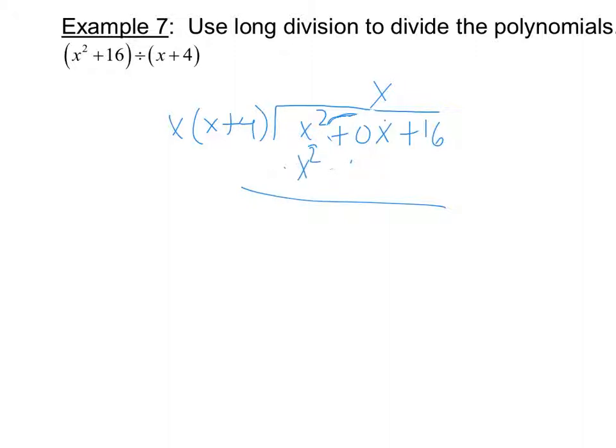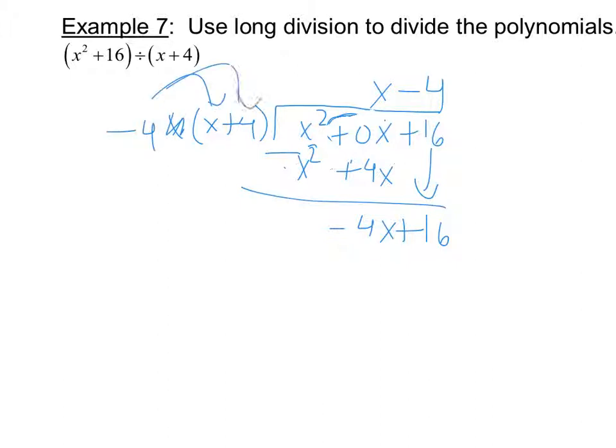X squared plus 4x, subtract. So you get 1 minus 1 is 0. 0 minus 4, negative 4x. Bring down the 16. So now you say, what do you have to multiply x by to equal negative 4x? Negative 4.